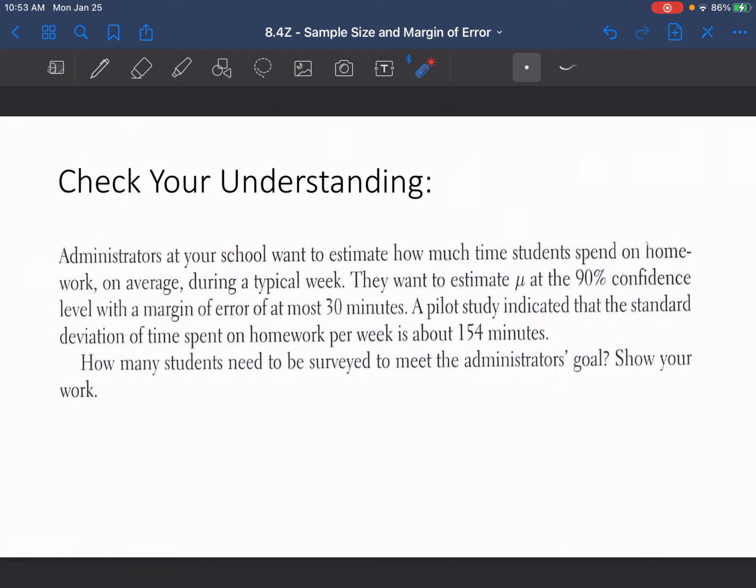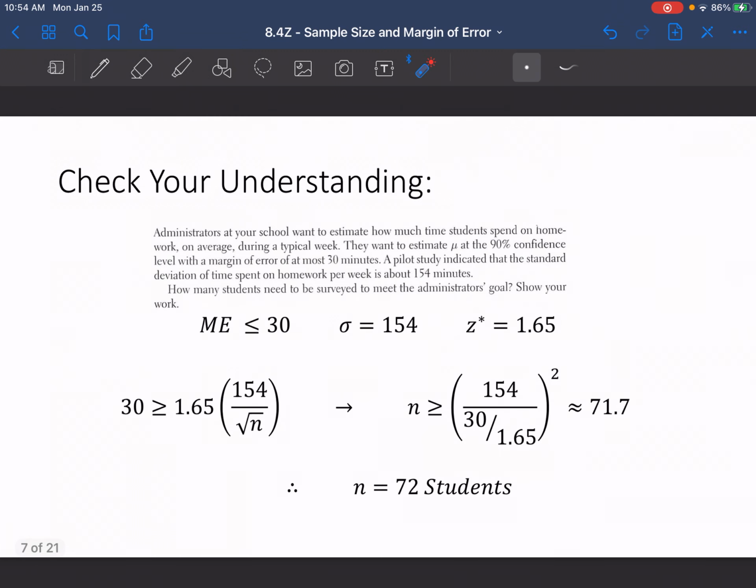Let's look at another example. Administrators at your school want to estimate how much time students spend on homework on average during a typical week. They want to estimate mu at the 90% confidence level with a margin of error of at most 30 minutes. A pilot study indicated that the standard deviation of time spent on homework per week is about 154 minutes. How many students need to be surveyed to meet the administrators' goal? Show your work. Again, they give us a margin of error of 30 and a standard deviation of 154, and for the critical value, we have to use our inverse norm function.